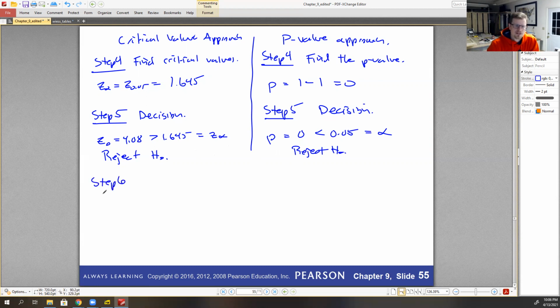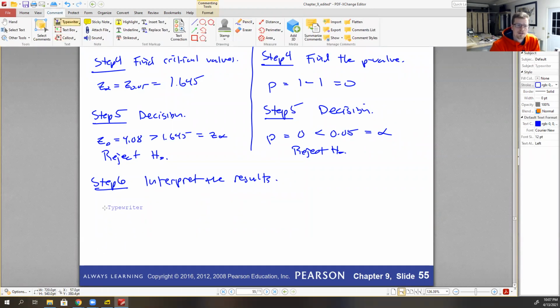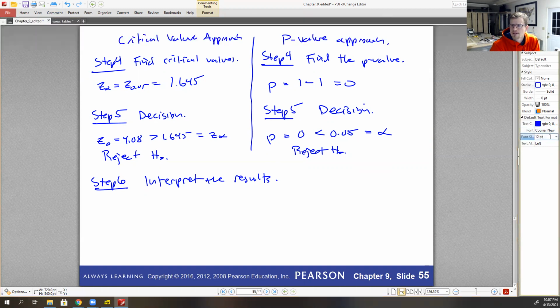And then step 6 is to interpret the results. Now, to help make sure you can read this, I'm going to type this in. Let's go a little bit bigger yet. Here we are. Hey, that looks great. All right.